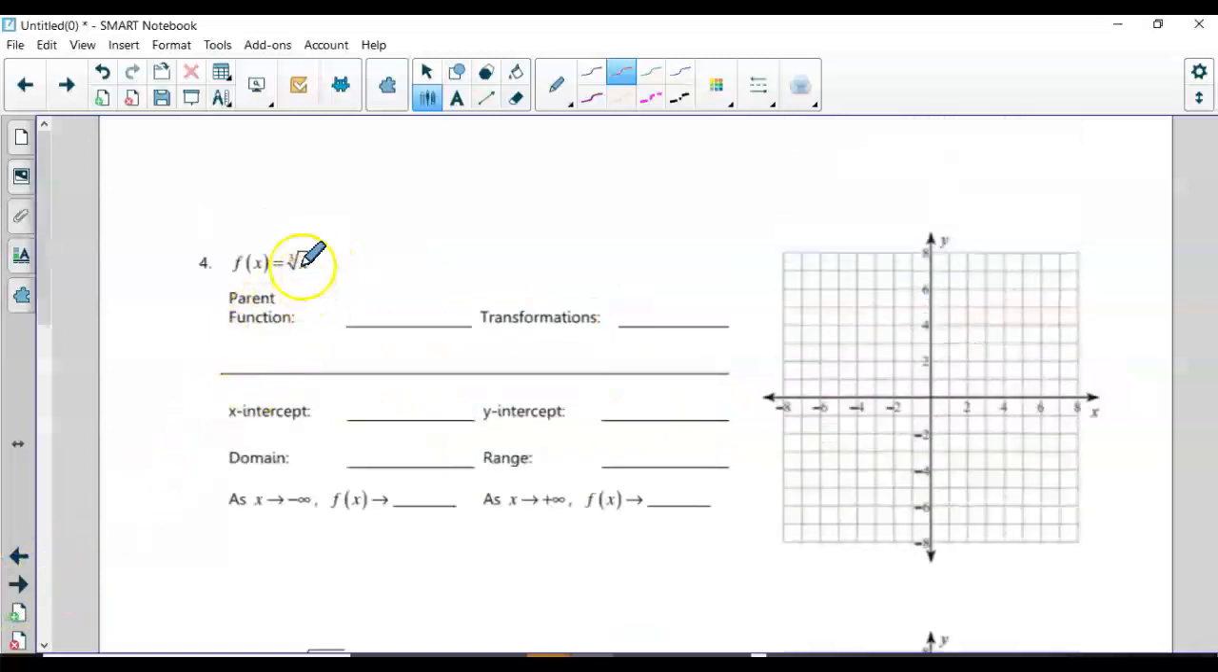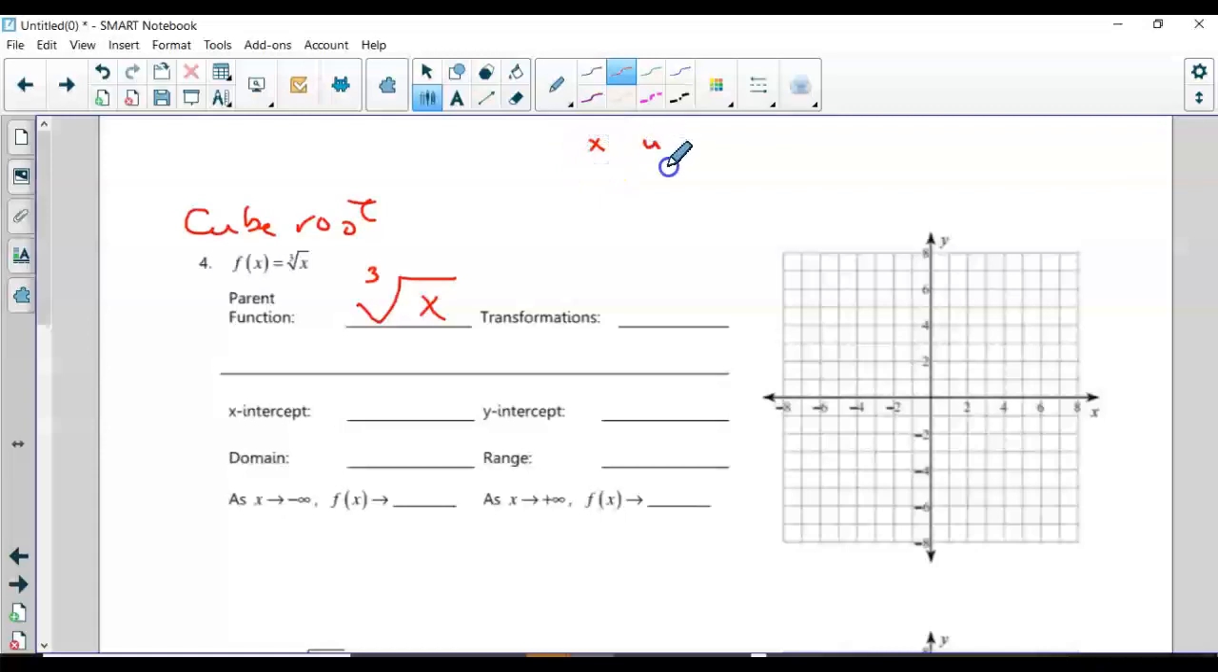Let's take a look. This one's a little bit different. This is cube root. This is cube root up here, so it's x to the third. So this is a cube root. Or not x to the third, sorry. Third root of x. So the parent function is the cube root of x. And we're going to graph that. So if it is the cube root, now I do have negative values I can use.